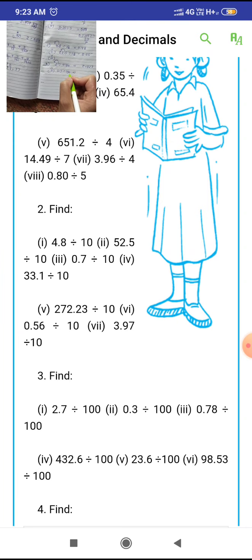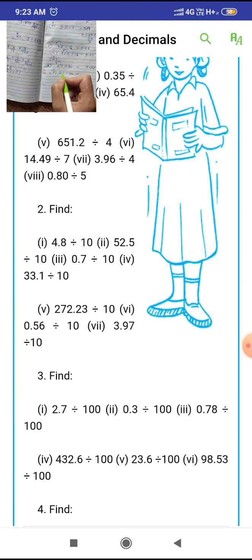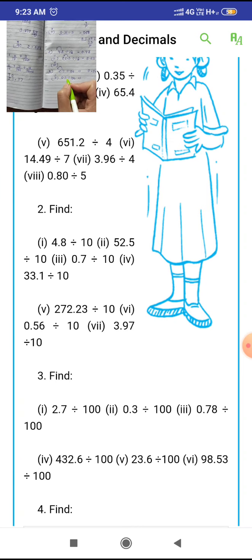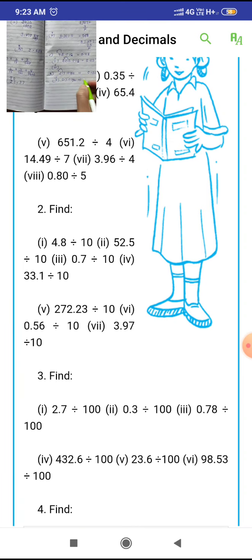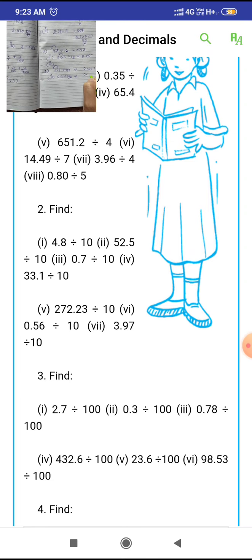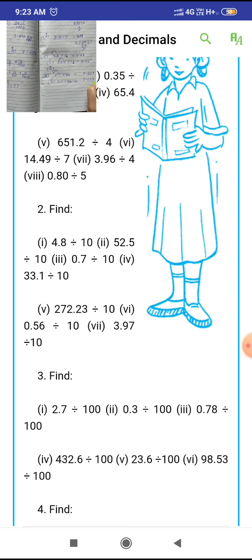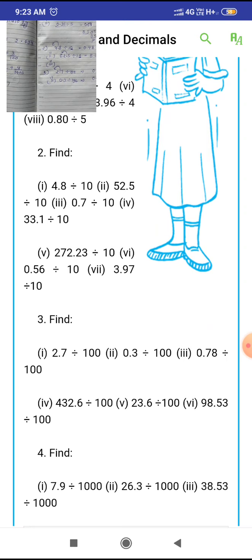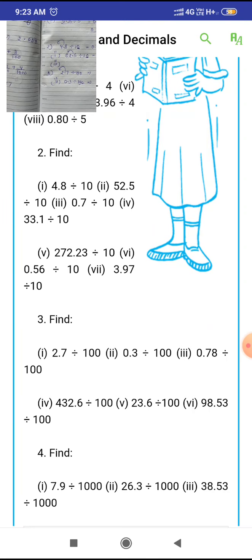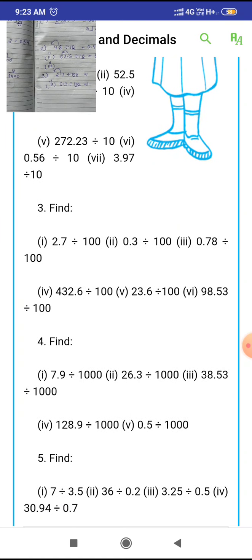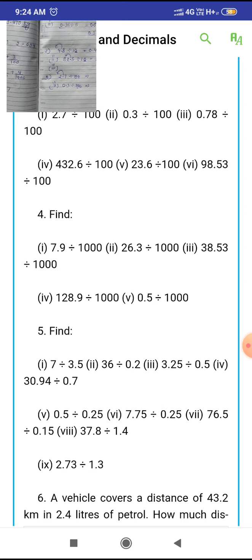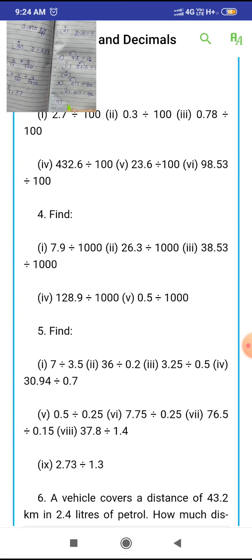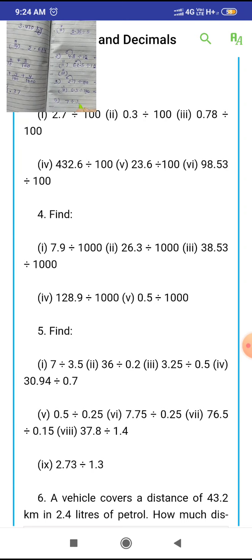Now move to its second part, and its second part is 0.3 divided by 100. Here there are also 2 zeros in the 100. So our decimal is shifted from the right side to the left side by two places. So we have 0.003 as our answer. In this manner, you can solve the remaining parts of the third question. The fourth question is similar to the third and second question. Now move to our fifth question, and the fifth question is 7 divided by 3.5.